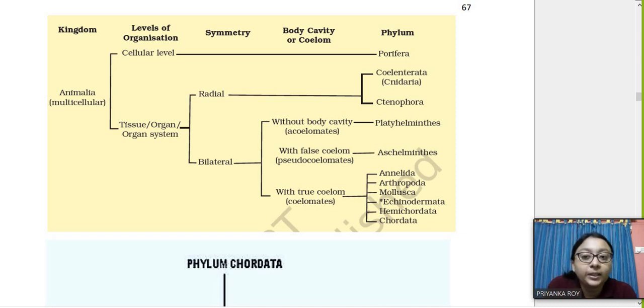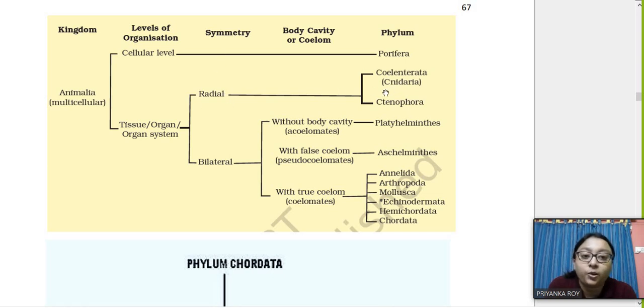So this animal kingdom is a multicellular kingdom, and it consists of two different levels of organization. One is the cellular level and the other is the higher level, which is the tissue or organ level. Now when it is in the cellular level, we have one phylum which is Porifera, and in tissue or organ level, according to symmetry, there are two types. One is radial and the other is bilateral.